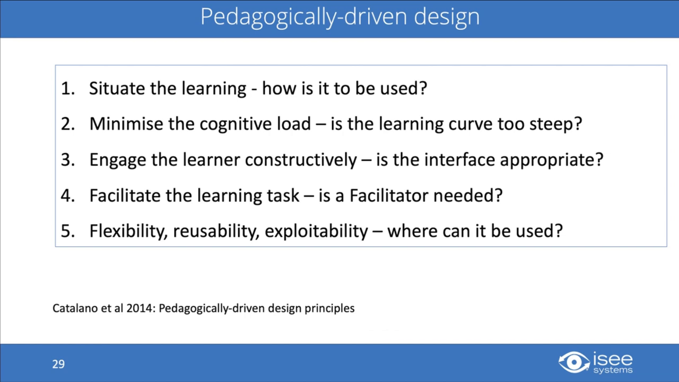A really big one is minimizing the cognitive load. Is the learning curve too steep? I think this was one of the issues with our original cases, not so much in terms of what they look like, but the user interface. Even the second generation has a lot of options. So how do you decide what to do? Is it too overwhelming? It also comes back to situating the learning. I'm very much of the mind that I want to run these games in a single classroom, probably within 60 to 90 minutes, so you don't want a steep learning curve.